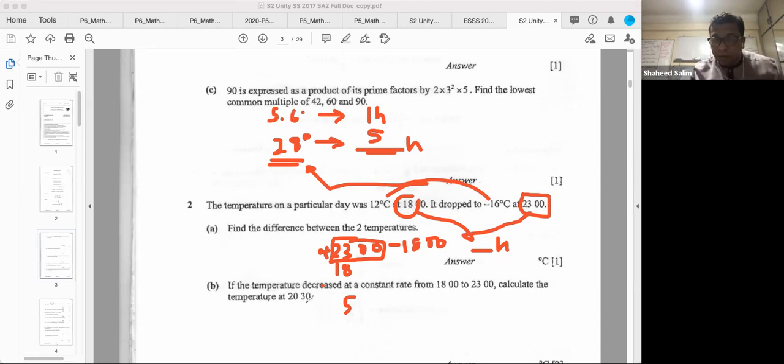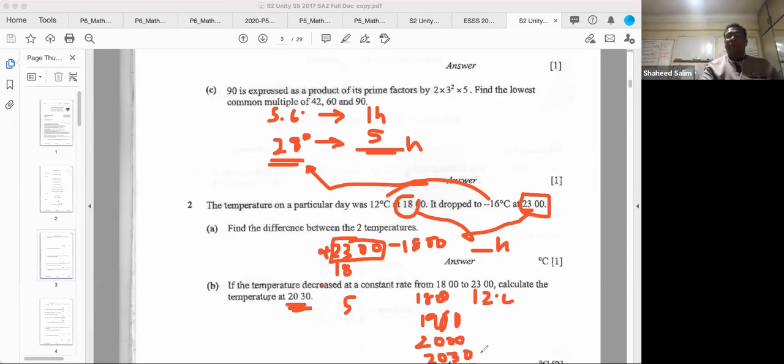You look at this. This is half an hour before 11 p.m. Not half an hour. What time is this? 8:30, no? So you must find out. Now 1800 hours is 12 degrees. Correct? 1 hour later, you must minus 5.6 degrees. Good. Then 2000 hours, you must minus another 5.6. And then you got half an hour. You must minus half of 5.6. How much is that?